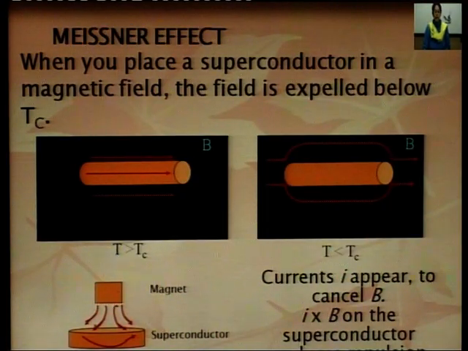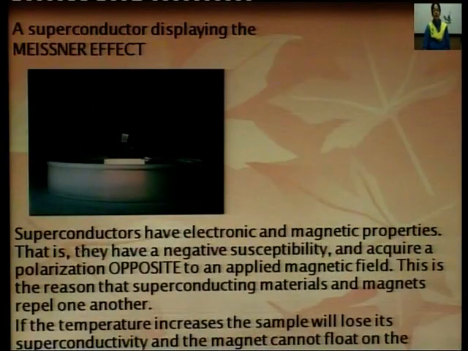So this is shown here, a superconductor is there and a magnet is there. So in the next slide we will see how this happens. A superconductor displaying the Meissner effect. So the magnet is repelled. So superconductors have electronic and magnetic properties. That is, they have a negative susceptibility and acquire a polarization opposite to an applied magnetic field. This is the reason that superconducting materials and magnets repel one another.